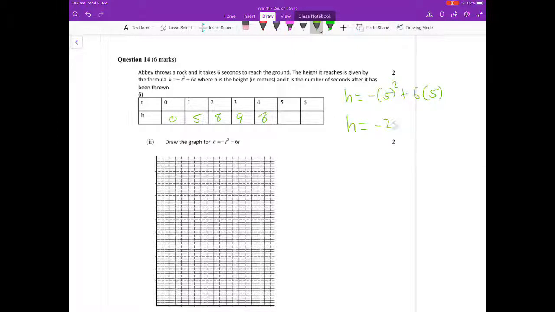We're at minus 25 plus 30. What do you know? There's a 5. Yeah, you see it. 0, 5, 8, 9, 8, 5. And what do you think? I think it's going to be 0.